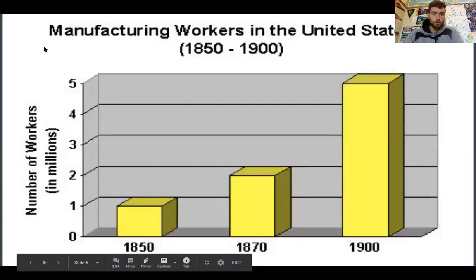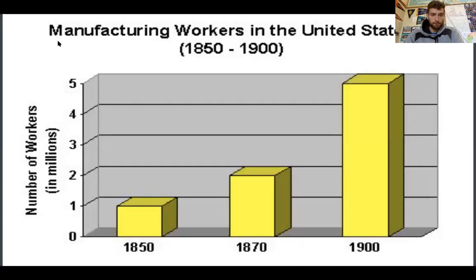This kind of just shows you the amount of people that went into manufacturing. There we go, I can put myself there. And this shows you the radical increase in workers over time in just a period of 50 years. In 1850, there's only 1 million. All of a sudden you go 1870, there's 2 million. All of a sudden by 1900, there's 5 million. That's a 500% increase in 50 years. It's kind of wild. 50 years ago was 1970. So it seems like a long time, but it's really not that long.